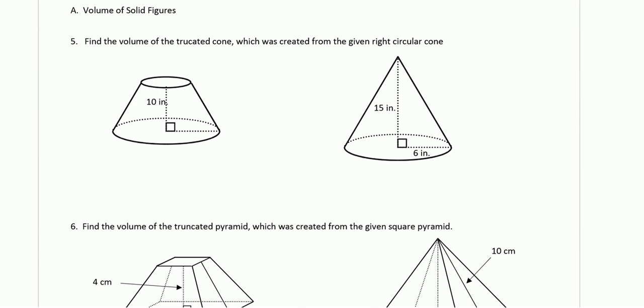Okay. Recall that the volume of a cone is 1/3 the area of its base. Here our base is the circle, so pi r squared times the height. And so the first thing we're going to do is plug in those values for the larger cone and find the volume of the larger cone.